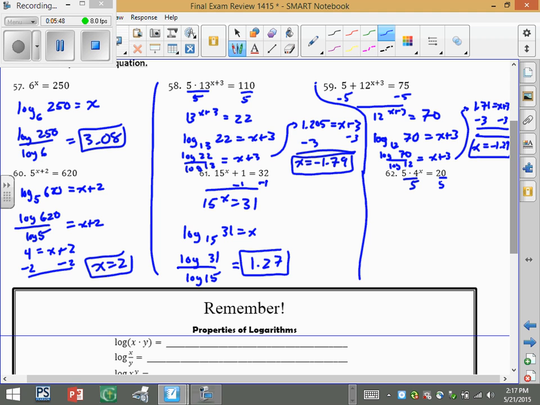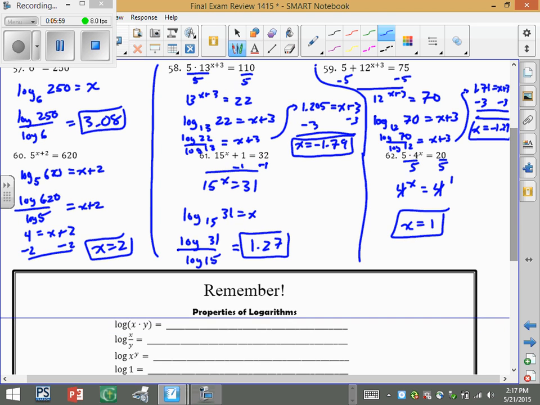Here, divide both sides by 5. End up with 4 to the x equals 4. And here we have the same bases. Remember, that's like saying 4 to the first. So cancel those out, and x just equals 1. So sometimes you can actually go back to what we know from the previous unit.